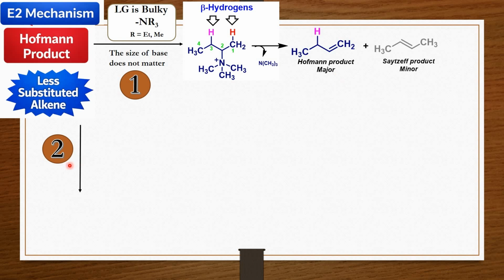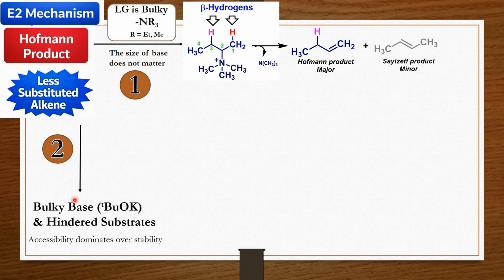And the second condition is when there is a bulky base such as tertiary butoxide and hindered substrates. In that case, accessibility dominates over the stability. So you will see which proton is easily accessible, and then you will not think about the stability of the alkene. We will learn the logic behind it step by step. So let's look at the first condition first.